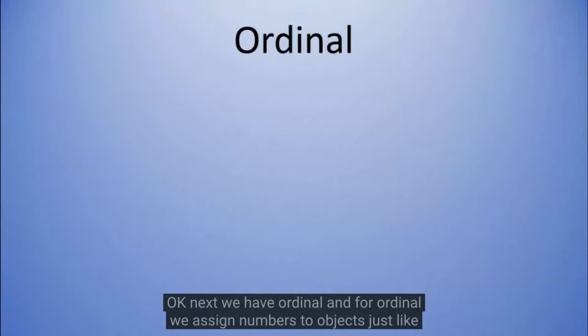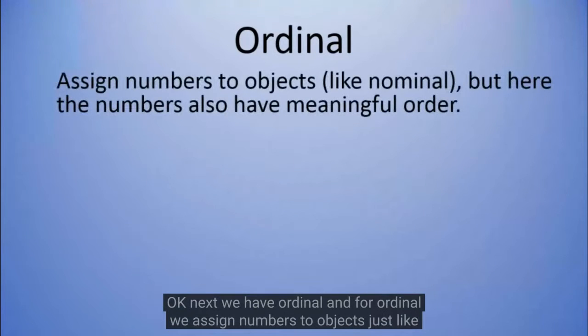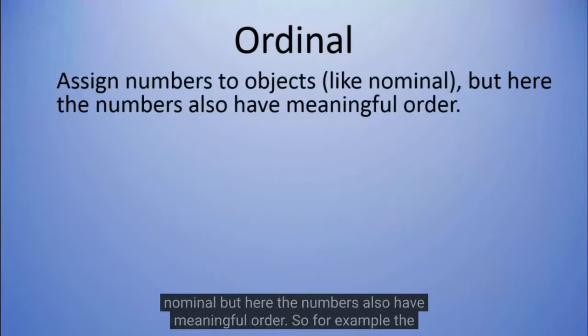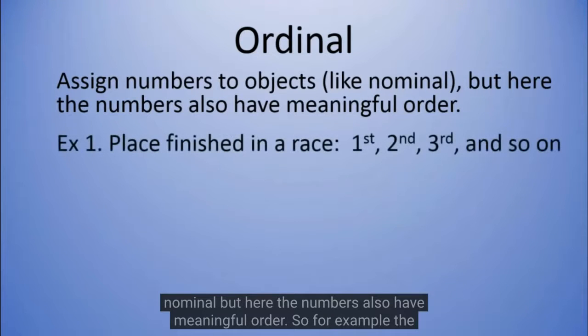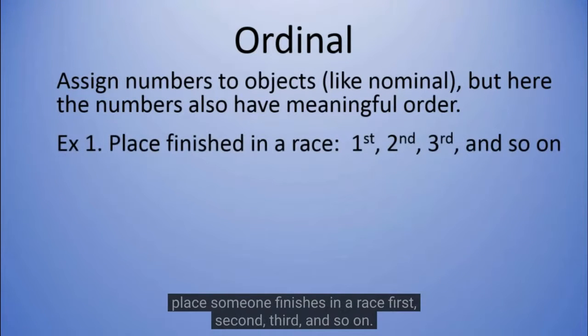Okay, next we have ordinal. And for ordinal, we assign numbers to objects just like nominal. But here the numbers also have meaningful order. So for example, the place someone finishes in a race: first, second, third, and so on.